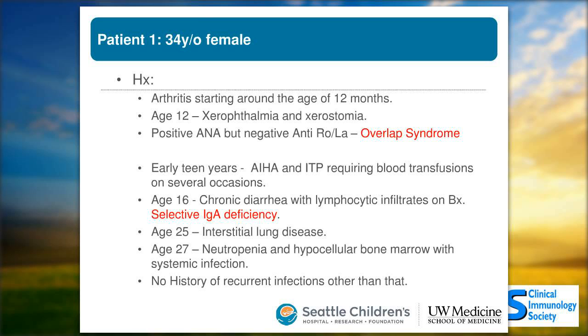Except for the autoimmune hemolytic anemia and thrombocytopenia, at one point she also developed neutropenia, but that was around some other infection. So they believe that the neutropenia and also the bone marrow biopsy that she had at the time, which showed hypocellular bone marrow, was secondary to a systemic infection. Other than that, she did not have significant history of infections. So one episode of neutropenia with fever and some kind of infection, but no other infections.